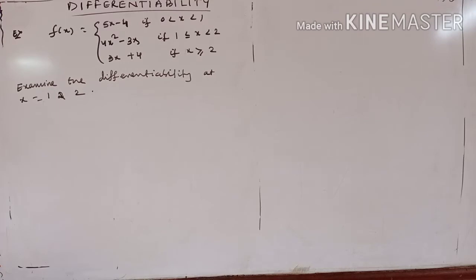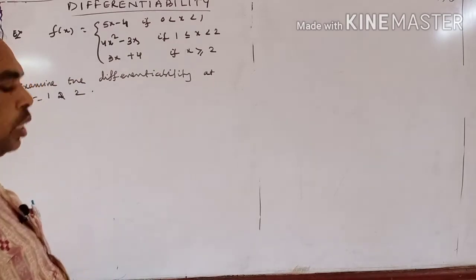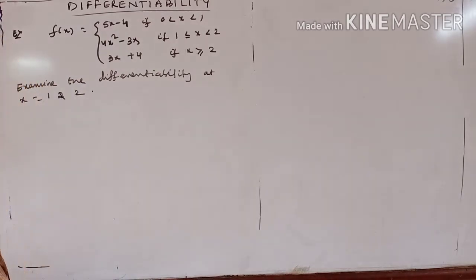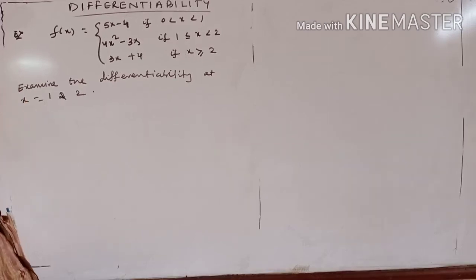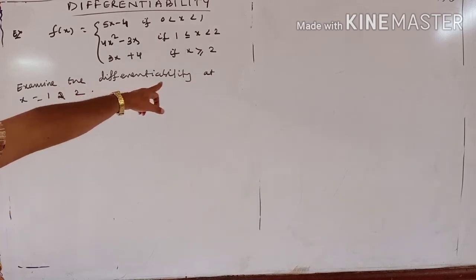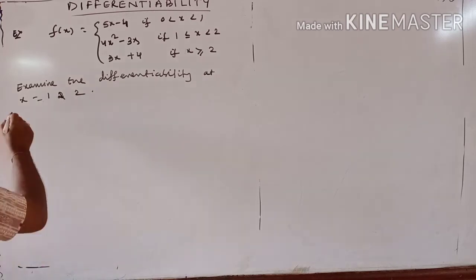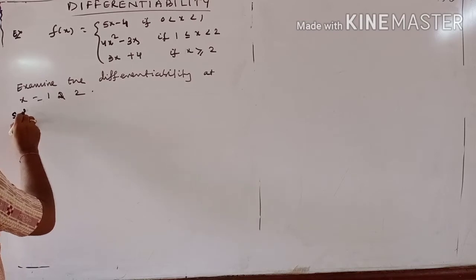Next question: f of x is equal to 5x minus 4 if 0 less than x less than 1, 4x square minus 3x if 1 less than or equal to x less than 2, 3x plus 4 if x greater than or equal to 2. Examine the differentiability at x is equal to 1 and 2. We will check 1 and 2. So, solution.